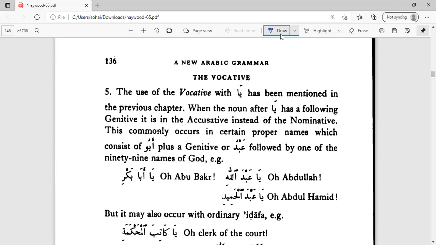Also, we covered ya in the previous lesson, and we mentioned that when you add ya, the next word becomes definite. It doesn't take alif lam, it can't take alif lam because of ya. But it becomes definite. So ya rajulu, oh man, because you're referring to a specific person. You're not just saying a man, you're saying oh man. So you're talking to somebody.